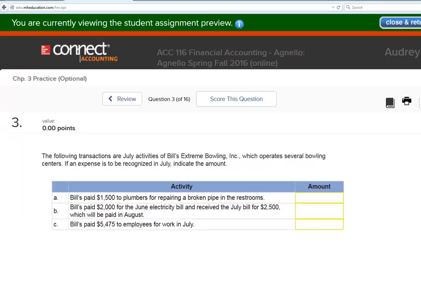Okay, now we're going to be demonstrating problems M3-3 and M3-5. Both can be found on page 123. But before we do, let's do a quick little review of expenses and when we record them.